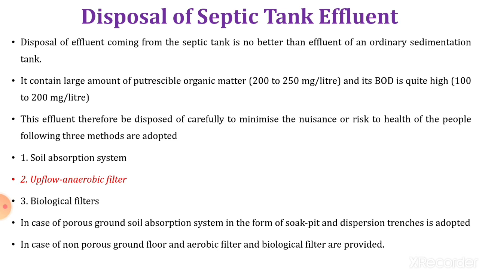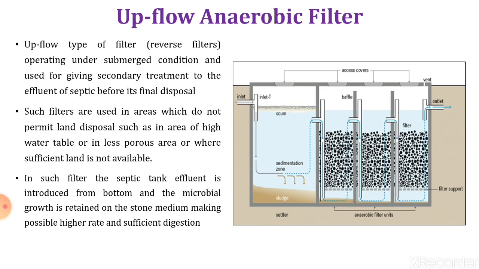In case of porous ground, soil absorption system in the form of soak pit and dispersion trenches is adopted. In case of non-porous ground, the upflow anaerobic filter and biological filters are provided. In this particular discussion, we are going to cover only the upflow anaerobic filter. So, let us see what exactly it is.